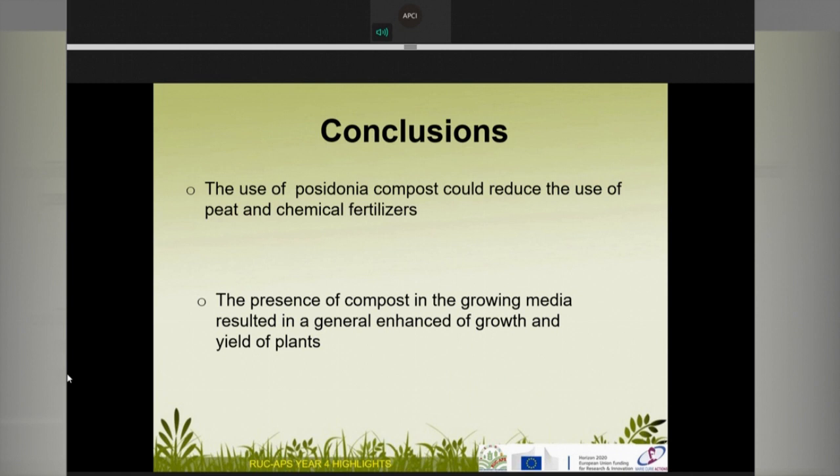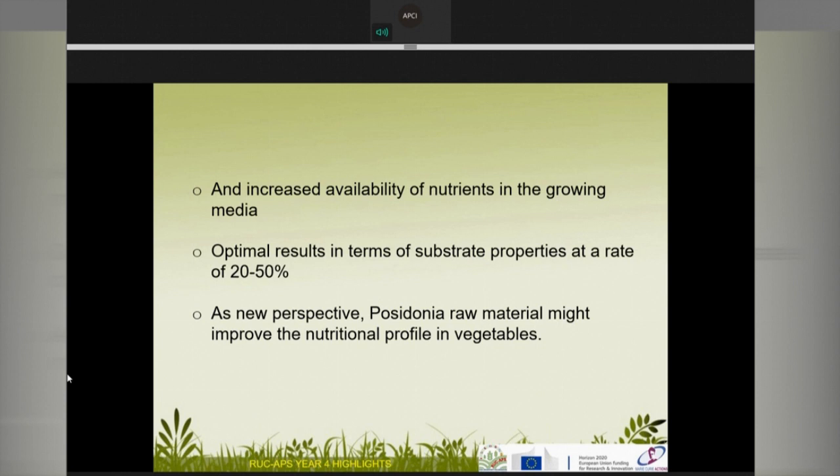Okay, just to summarize, the use of Posidonia could reduce the use of peat and chemical fertilizers, and the presence of compost in the growing media resulted in a general enhancement of growth and yield of plants, and increased the availability of nutrients in the growing media. In our experimental trials, we obtained the optimal results in terms of substrate properties at a dose of between 20 to 50%. And as a new perspective, Posidonia raw material might improve the nutritional profile in vegetables.